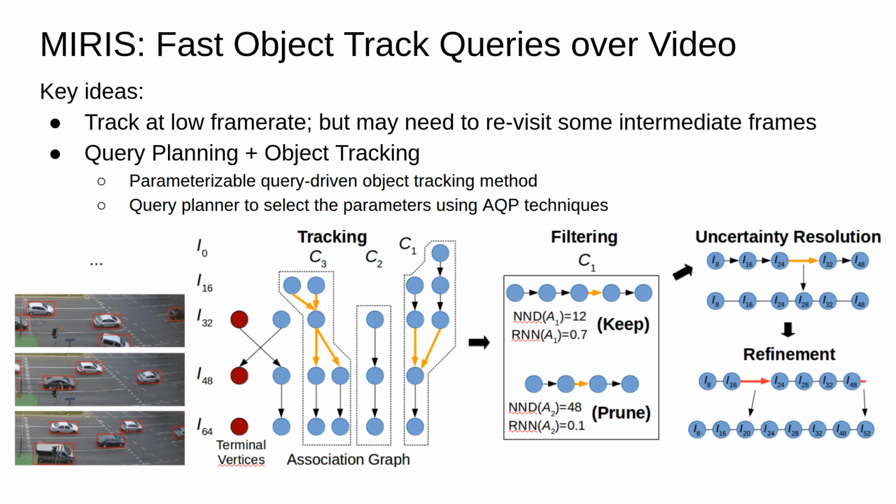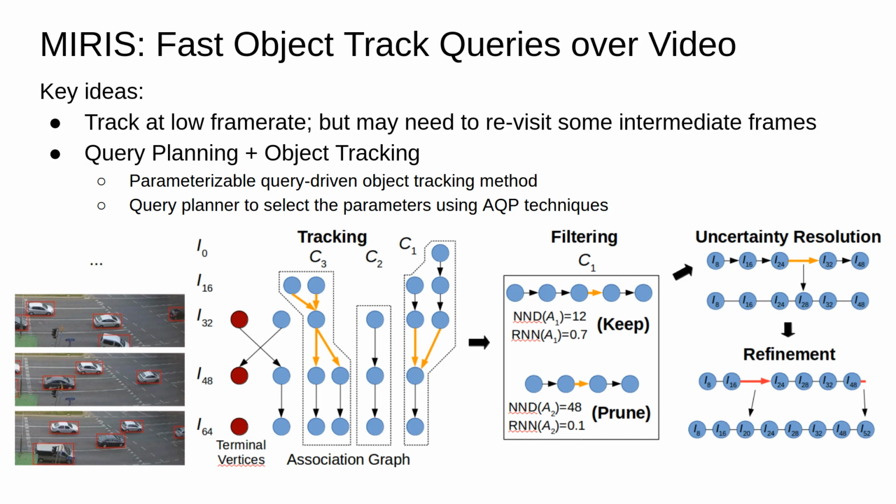There are 2 key ideas. First, to address the tracker error and predicate evaluation issues that I just detailed, we propose tracking at a low frame rate, but then having a way to decide when we need to sample frames at higher frame rates to avoid those problems. The second idea is to incorporate query planning into the object tracker.